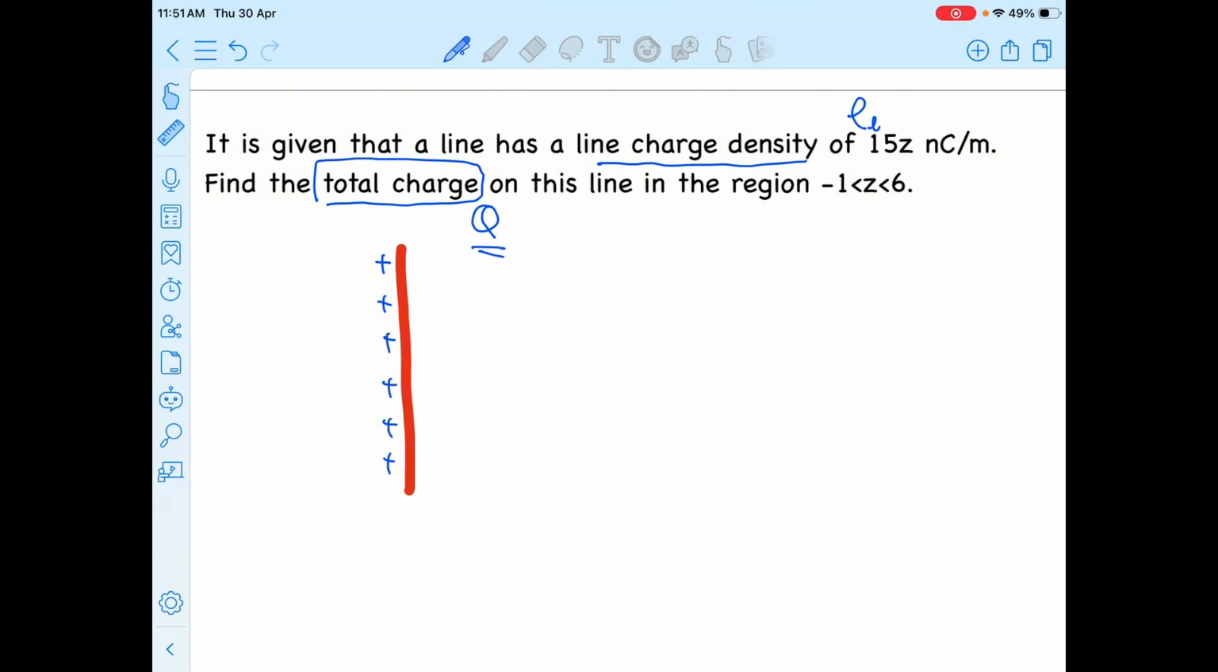This line is in the region, and this is the dimension of the line, from -1 to 6. If we put this in a 3D diagram, if this is your Z, oh sorry, let me draw again.